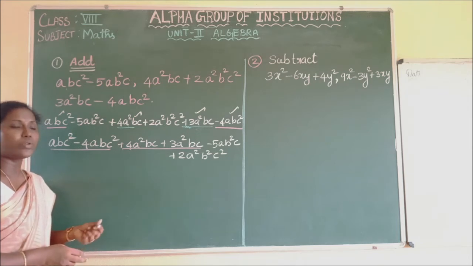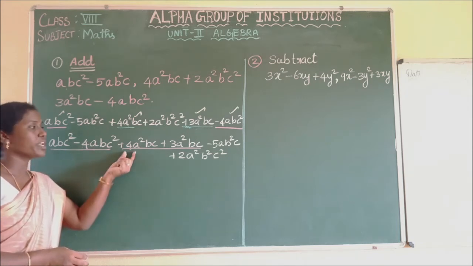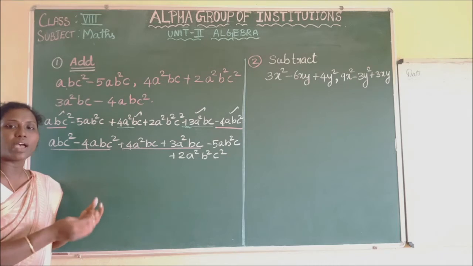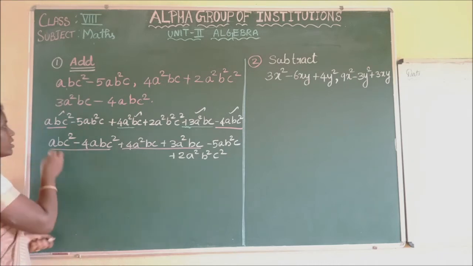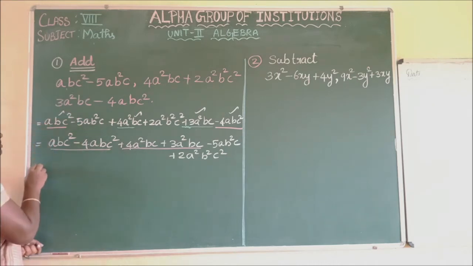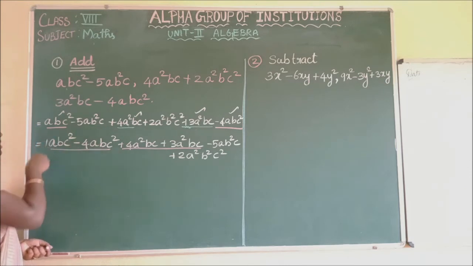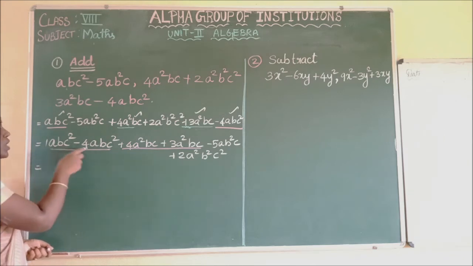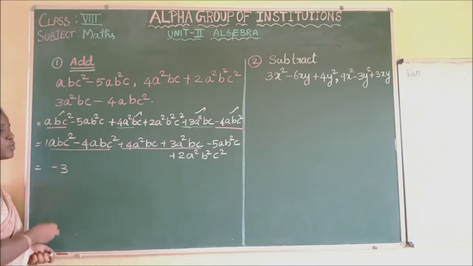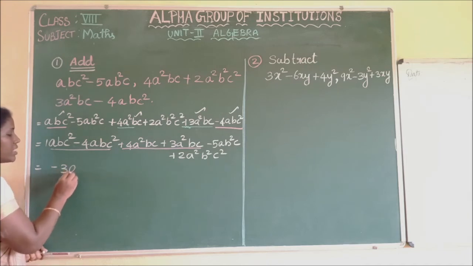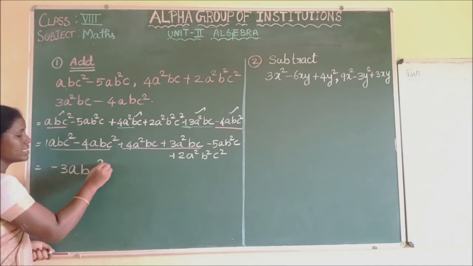Now what do we have to do? Based on the mathematical operation, we have to add or subtract the like terms. What do we have here? We have the subtraction symbol, so these two terms should be subtracted. The coefficient here, since nothing is written, we take as 1. So 1 minus 4. What is the value of 1 minus 4? Minus 3. Minus 3abc square.